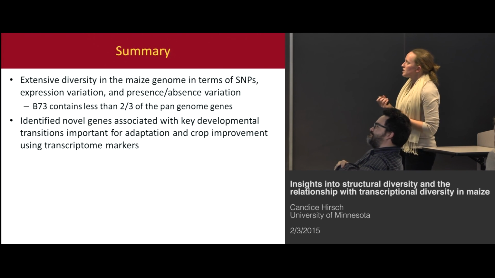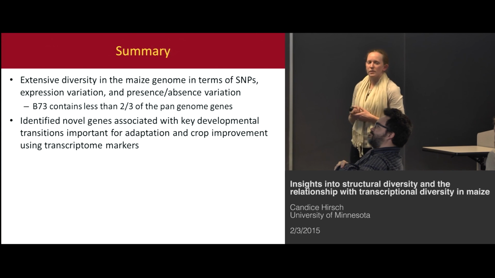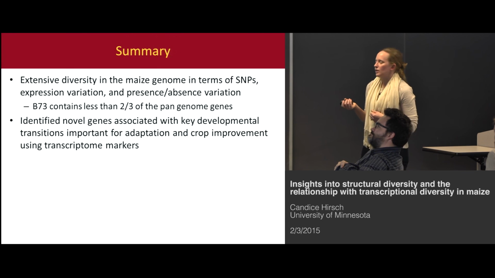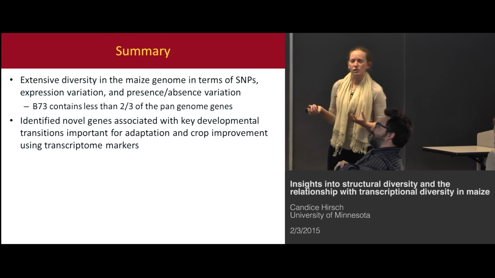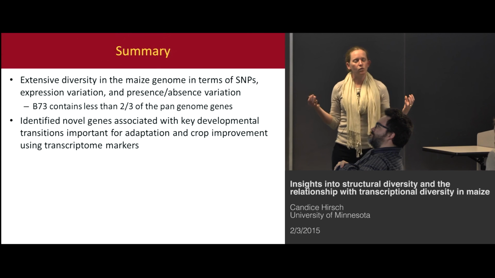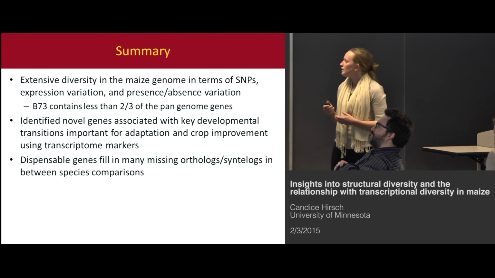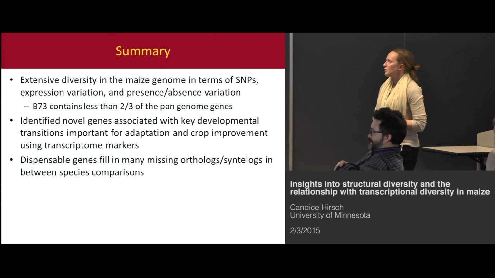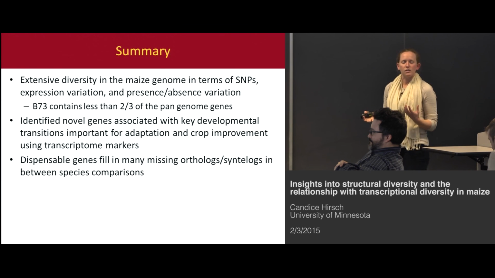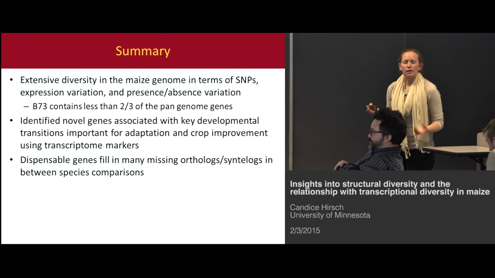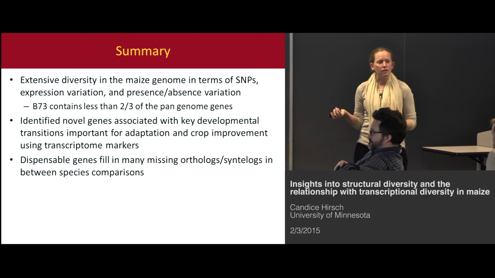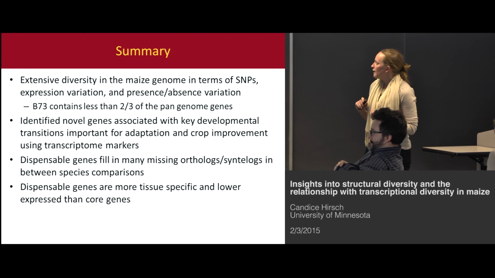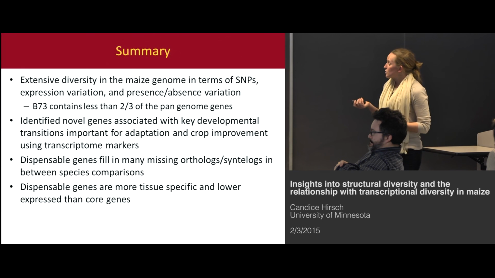We identified novel gene associations with key developmental transitions that are important for adaptation and crop improvement using transcriptome markers rather than genome markers, so presence absence of a transcript or transcript abundance. It seems that dispensable genes are going to fill in a lot of the missing orthologs or syntologs that are characterized in between species comparisons. Dispensable genes are more tissue specific and have lower expression than core genes.